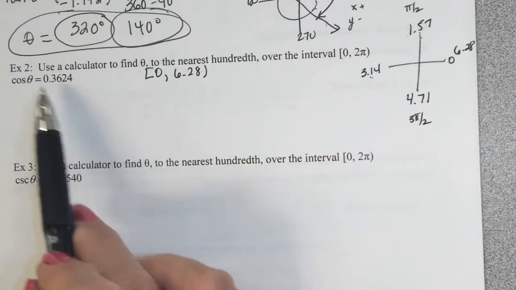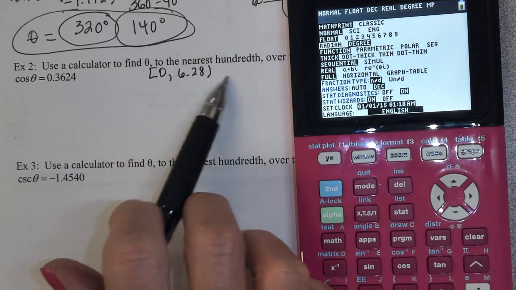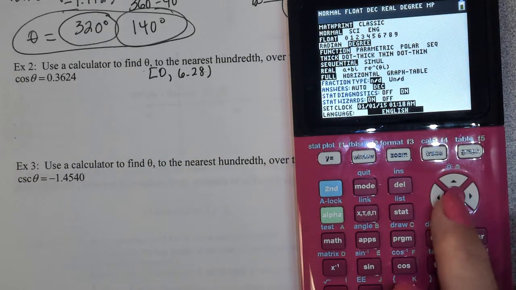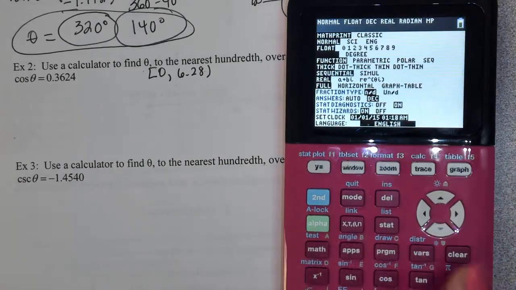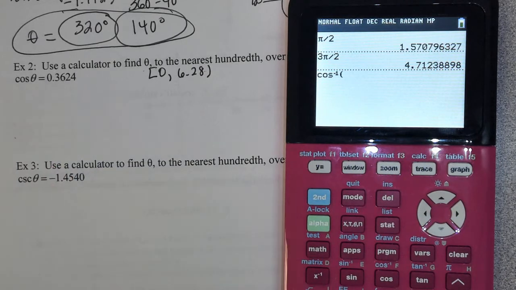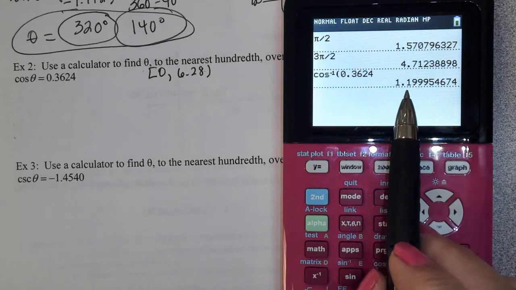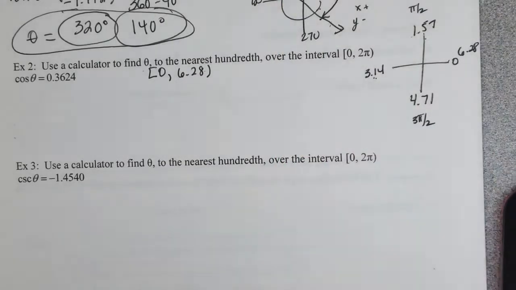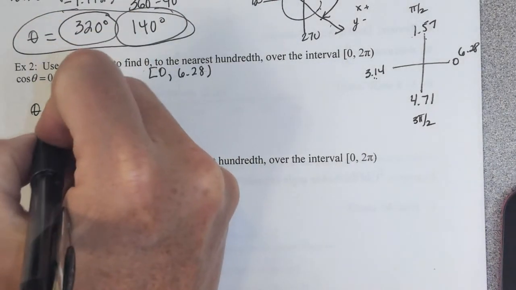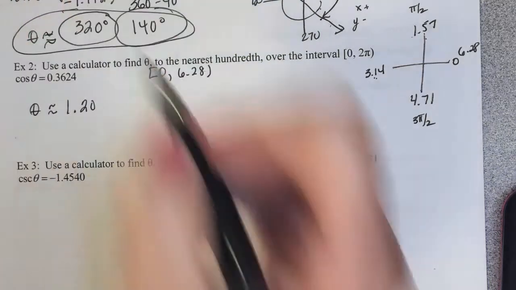All right, I'm doing a cosine problem, so I'm trying to find an angle. I want to check my mode. I want my answer in radians now, so I've got to switch over to radians. And I'm going to have to do second cosine. I'm looking for an angle of 0.3624, and I get 1.19, or we can round that to 1.20. So one of my answers for theta is going to be 1.20. These are also approximate back up there.